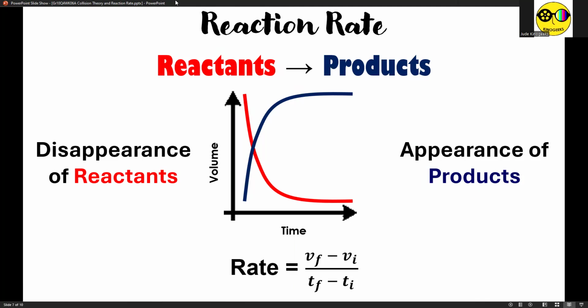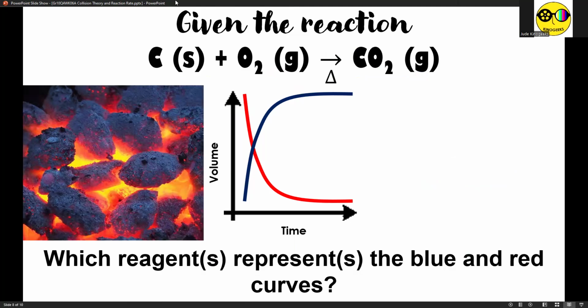Okay? Now, given this reaction, burning of coal, so coal here is corresponded to solid carbon. And of course, this is combustion. That's why we need gaseous diatomic oxygen O2, forming gaseous carbon dioxide CO2, which is the smoke emitted whenever we grill food, no? So which reagent or reagents represents the blue and red curves? Let's start with blue curve first.